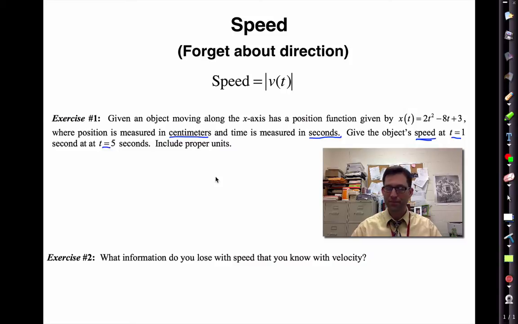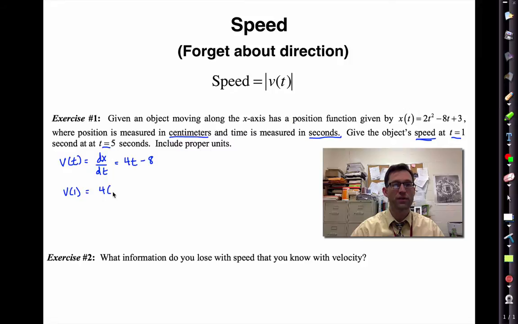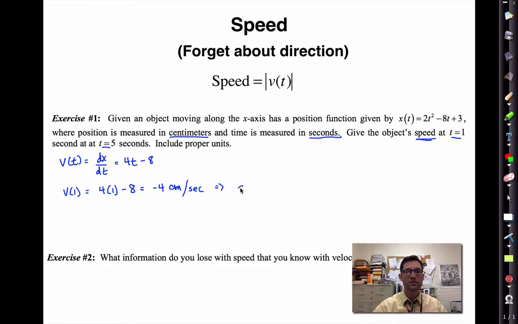All right, let's go through the speed. Speed's the absolute value of velocity, so the first thing I'm going to do is figure out the velocity function. Why not? Be awfully helpful. The velocity is the derivative of position, so that's going to be a simple power rule, 4t minus 8. So the velocity at 1 second is 4 times 1 minus 8, and that, of course, would be -4 centimeters per second. Now, that's not the speed. Speed's easy enough. Speed would be the absolute value of v of 1, which would be +4 centimeters per second. Absolutely the same unit.